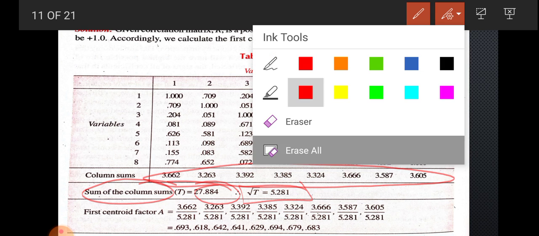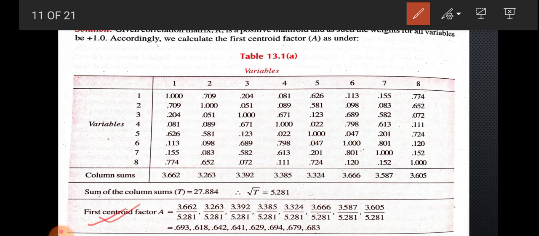Okay, now we will first calculate the first centroid. So how to calculate the first centroid? You only have to do column sum divided by the square root of the sum of column sums, that is root T. The column sum is 3.662 divided by 5.281. Similarly, 3.263 over 5.281, 3.392 over 5.281, 3.385 over 5.281. So if you do this, you will get the values 0.693, 0.618, 0.642, 0.641. This is the first centroid factor A.